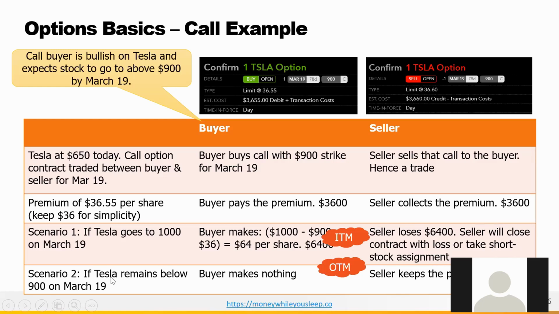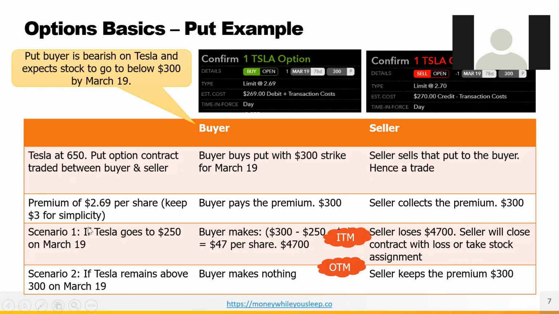In scenario two, Tesla was below $900, which is below the strike. So it was out of the money, where the buyer was not making anything. In fact, he was losing this premium and the seller was keeping the premium. And similarly, in the put example, when the buyer was making a profit, the option was in the money. And when the buyer was not making anything or was losing this premium, even in the put example, the option was out of the money.